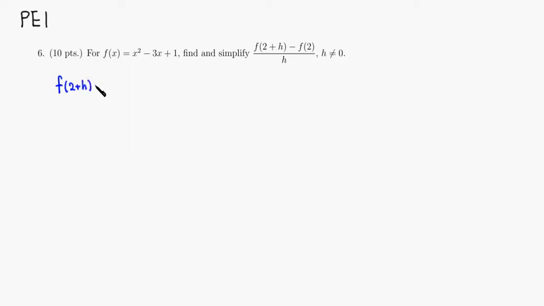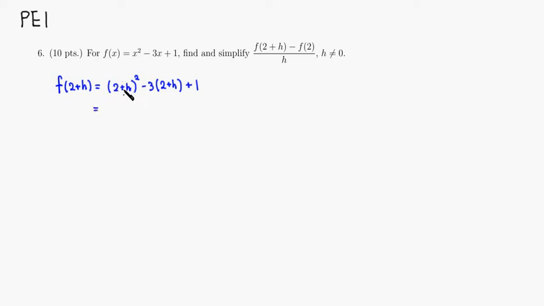So all you have to do is every time you see x in the formula, you're going to put quantity 2 plus h instead. So we have 2 plus h quantity squared, minus 3 times 2 plus h, then plus 1. So this is going to be equal to, now I'm going to go down here.